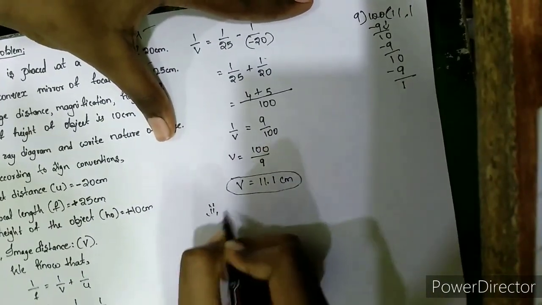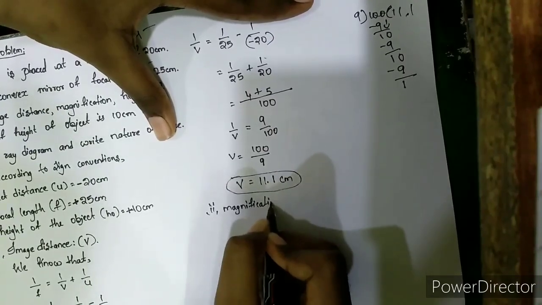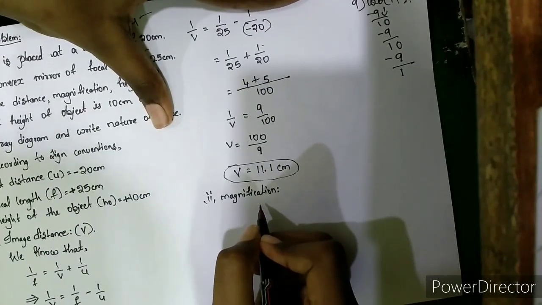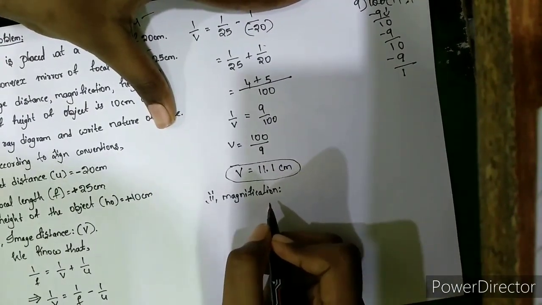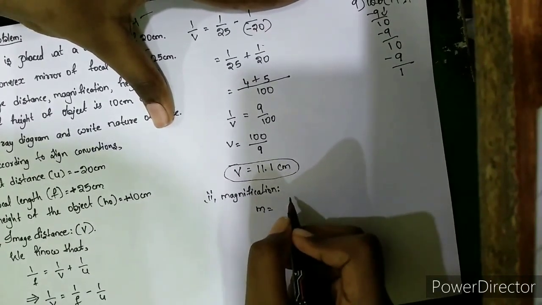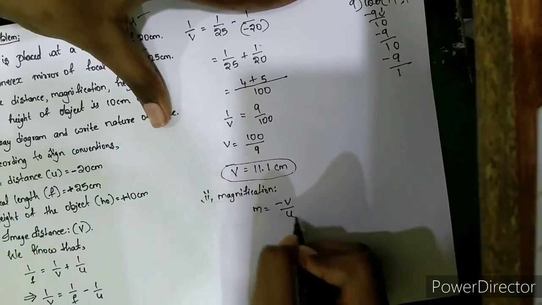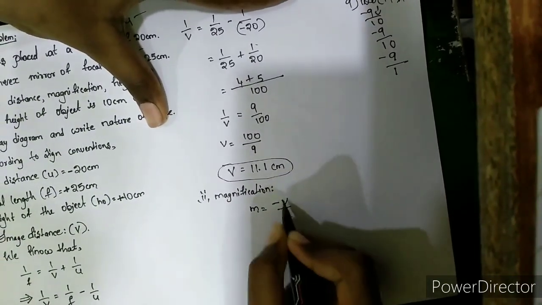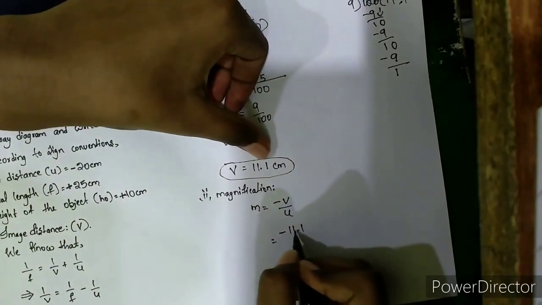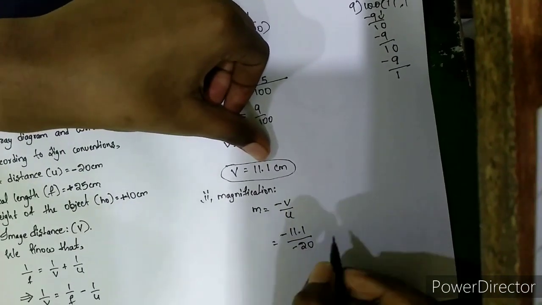Now coming to magnification. We know that magnification, in the previous video you can see that I have also derived the formula of magnification, and the formula of magnification is equal to height of the image by height of the object, which we can also write as minus V by U. Here minus V is nothing but minus 11.1. Here V is 11.1, and minus V is minus 11.1 by U, which is minus 20.